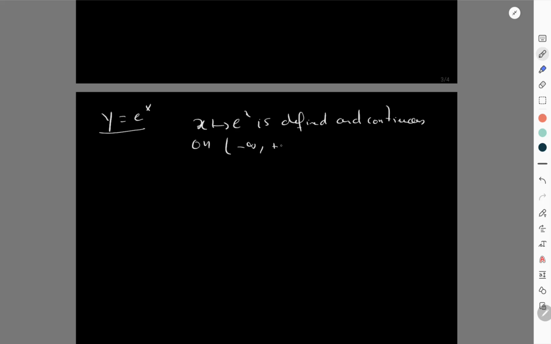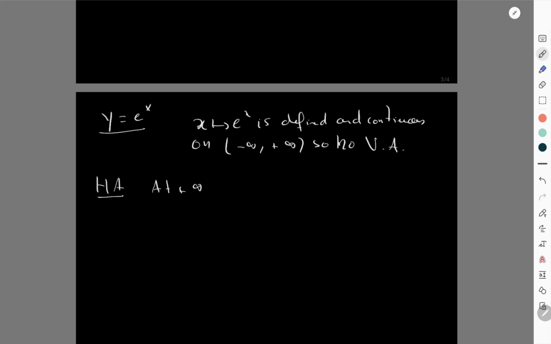Let's look at y is equal to e to the x. Of course, this function is a continuous function. It is defined and continuous. So the function that sends x to e to the x is defined and continuous on the real line, which is minus infinity to infinity. So there are no vertical asymptotes. Now let's look at the horizontal asymptotes.